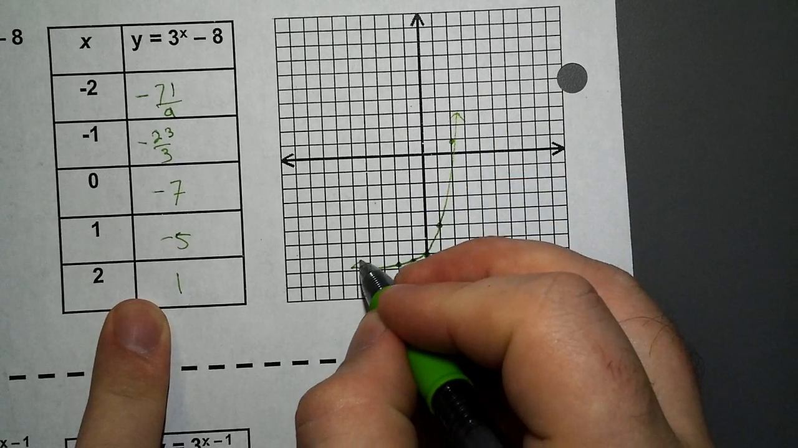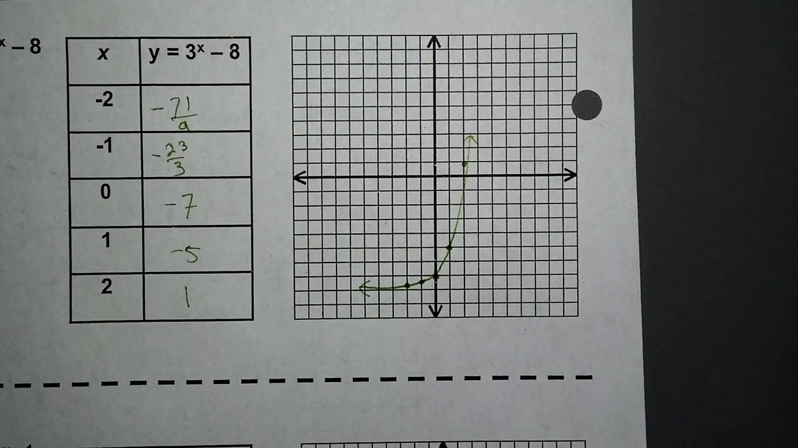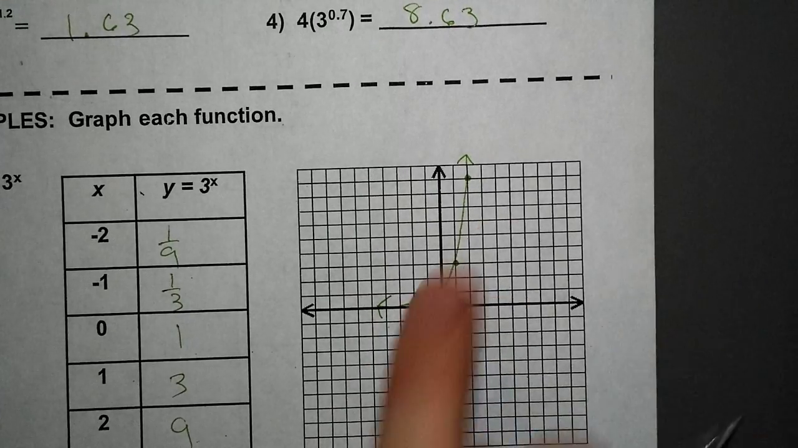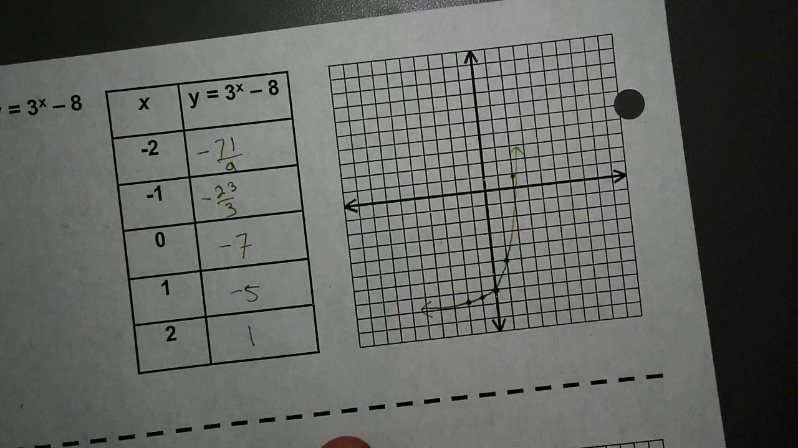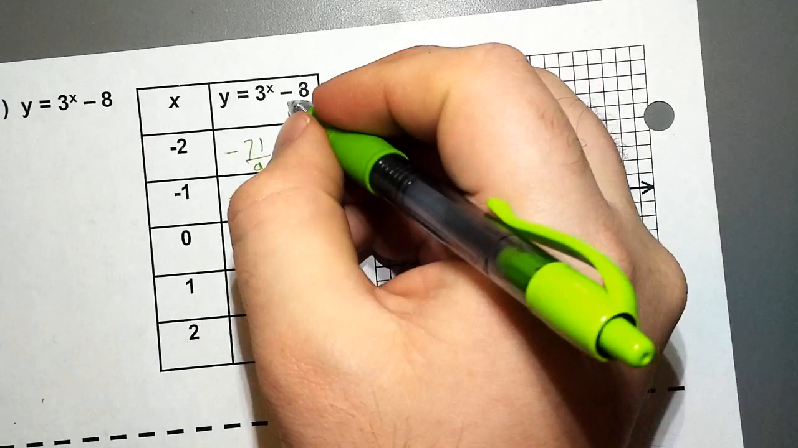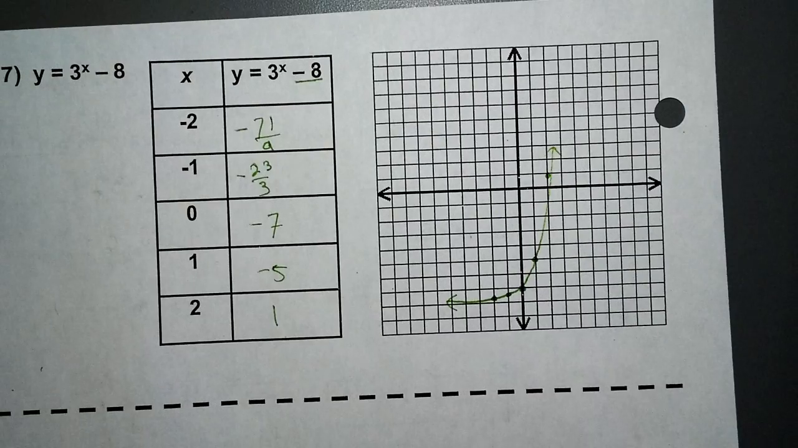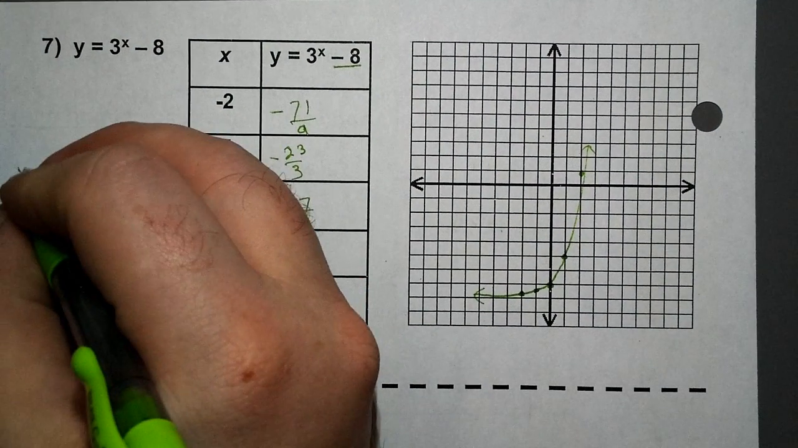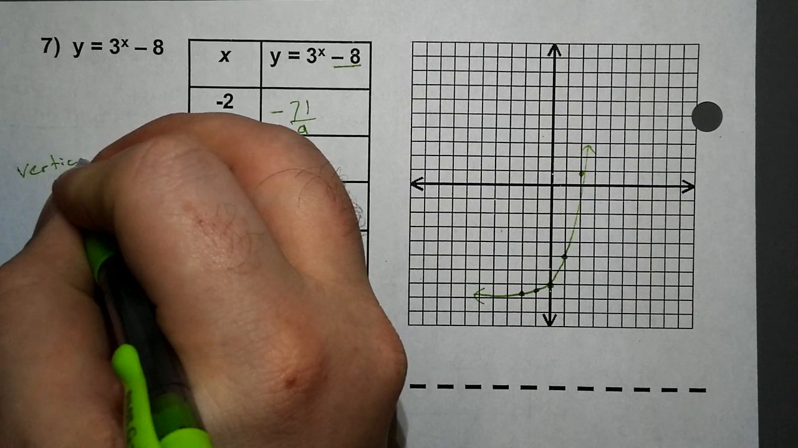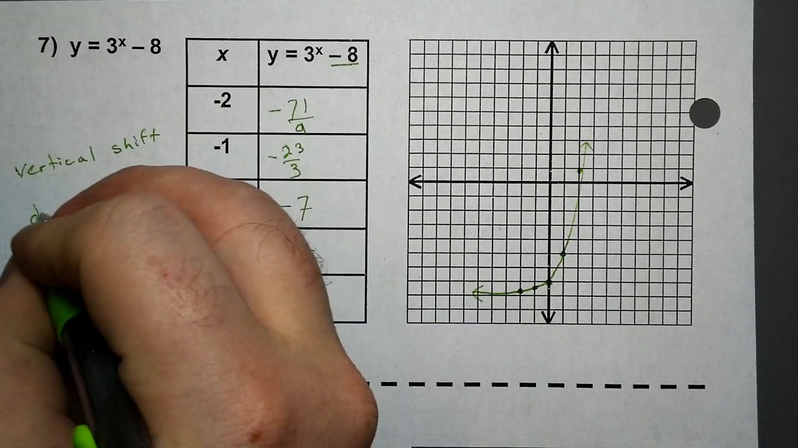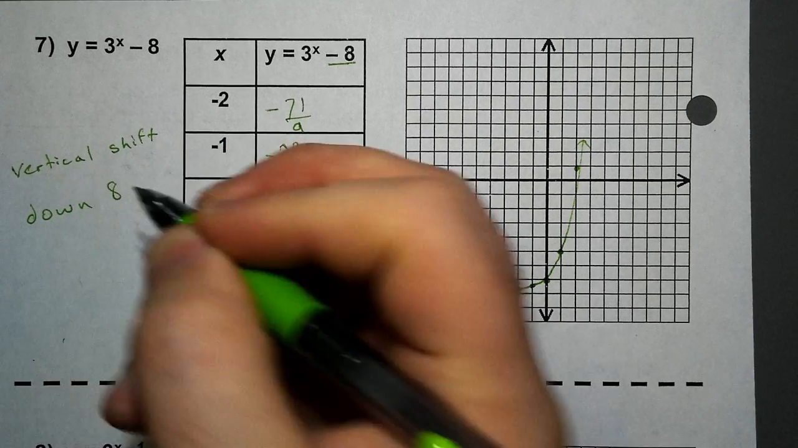Now, let's compare this to my original. My original looked like that. I've got the same type of curve, it just looks like it moved down 8. But we can see right here, the asymptote, that's from yesterday, just moved down to 8. So this is a vertical shift, and it goes down 8.